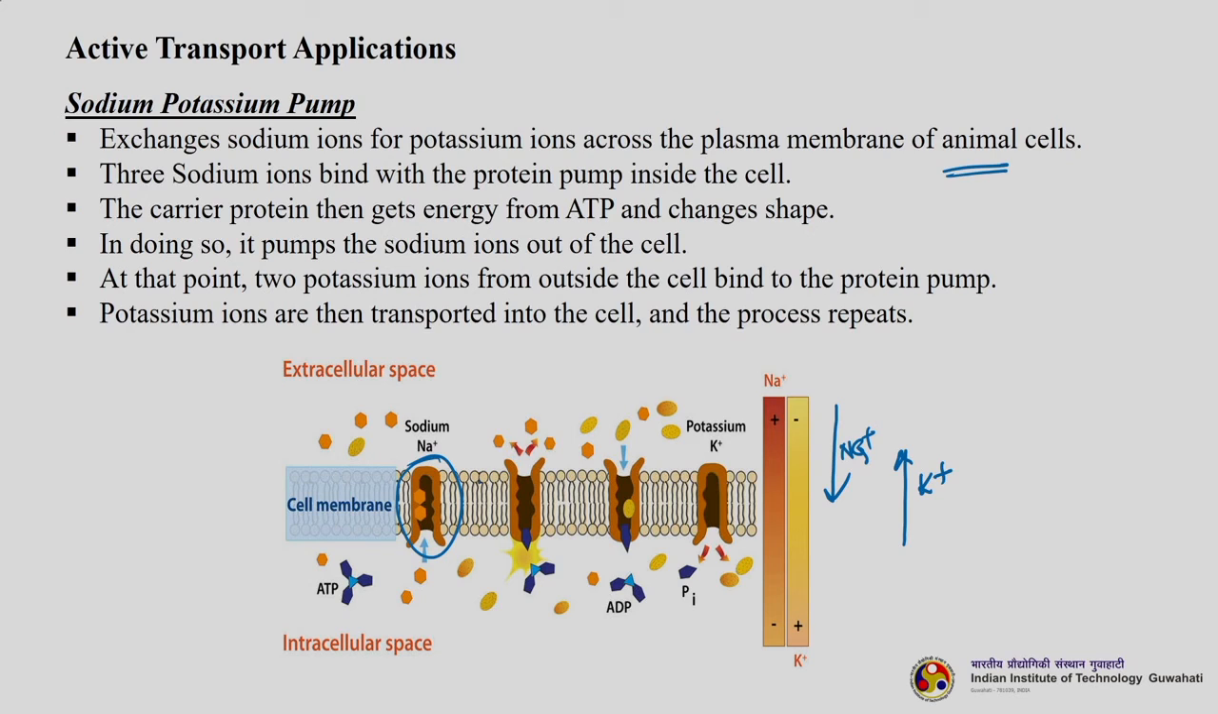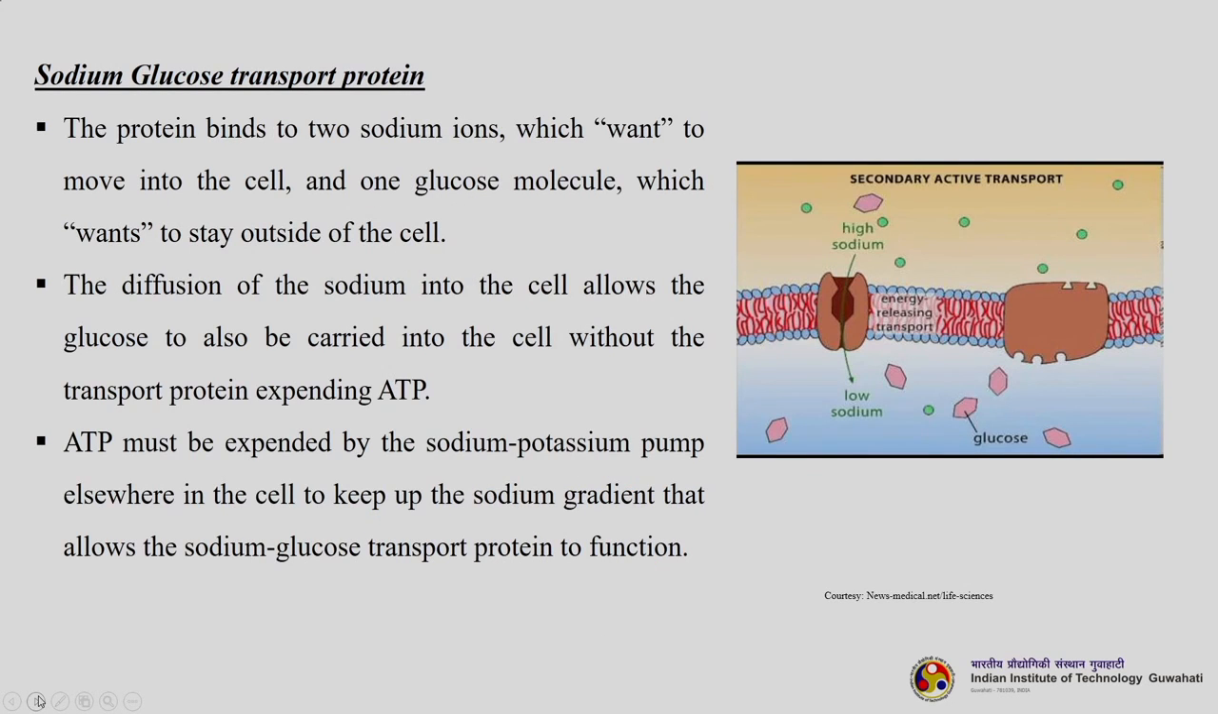The energy required for doing this transport usually comes from ATP, adenosine triphosphate, which becomes ADP, adenosine diphosphate, and Pi. Another example is the sodium glucose transport protein. We have discussed this a little earlier, but just for another time, this is a secondary active transport system.